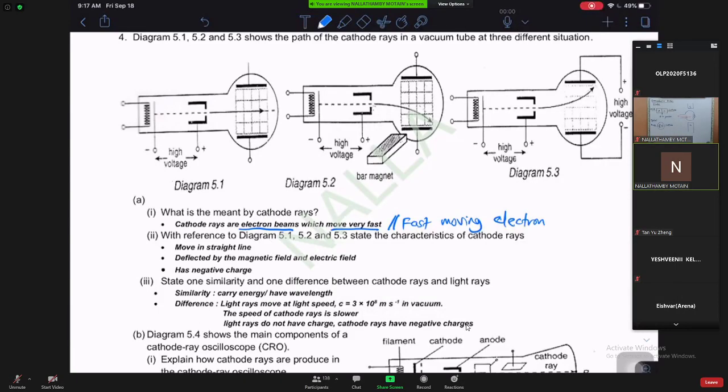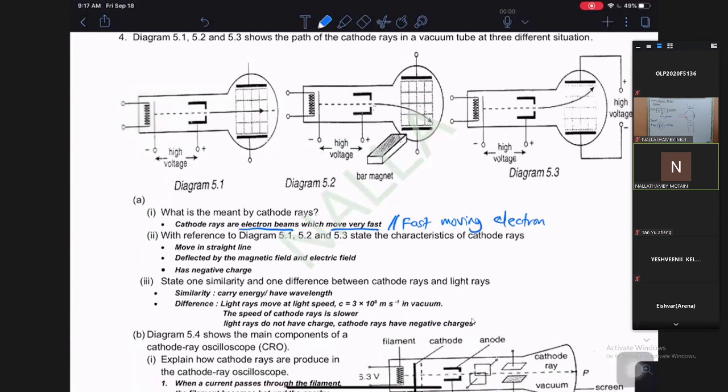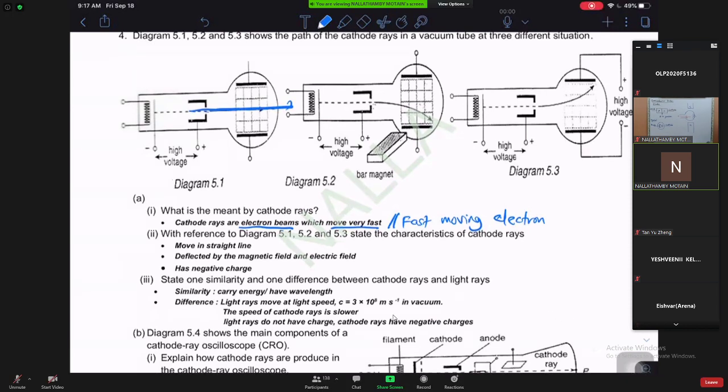Identify the properties of cathode ray. Okay, properties of the cathode ray. First one, you can see it is moving in a straight line. So it moves in a straight line.